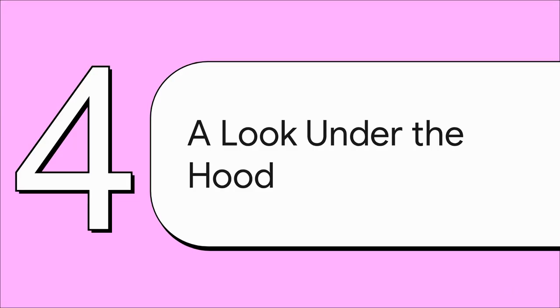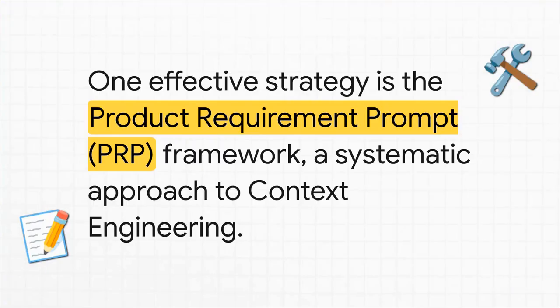Okay, so this all sounds great in theory, but what does it actually look like when you do it? I mean, how do you really give an AI a full instruction manual? Well, one of the most effective strategies out there right now is called the Product Requirement Prompt, or the PRP framework. It was developed by a creator named Rasmus, and it's a perfect example of how you can apply a really structured, systematic approach to building with an AI.